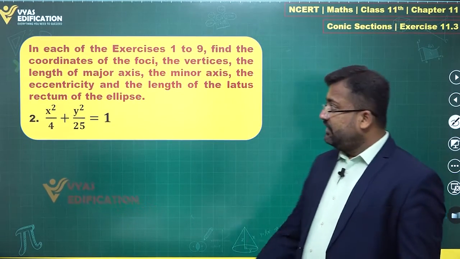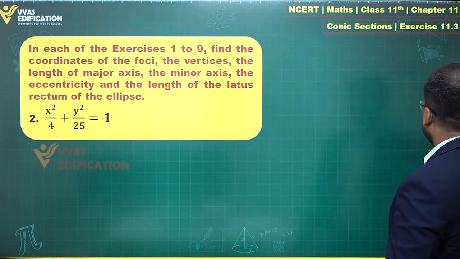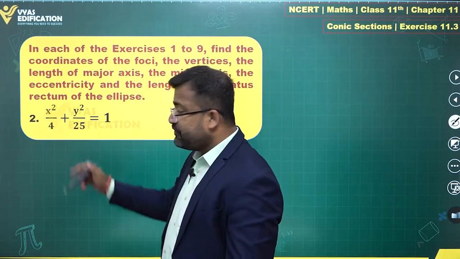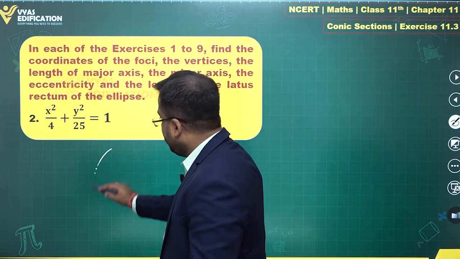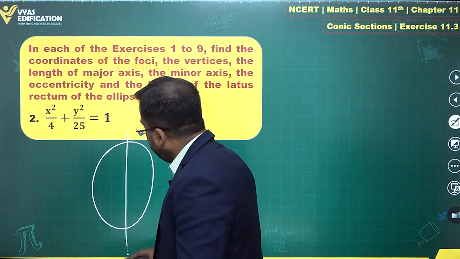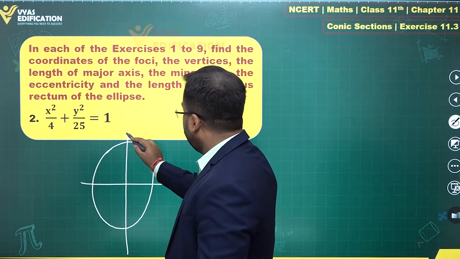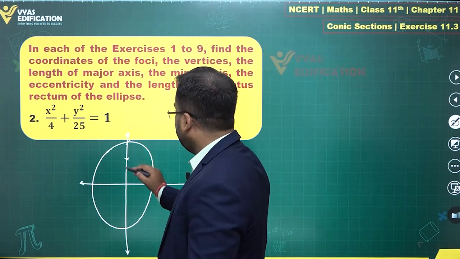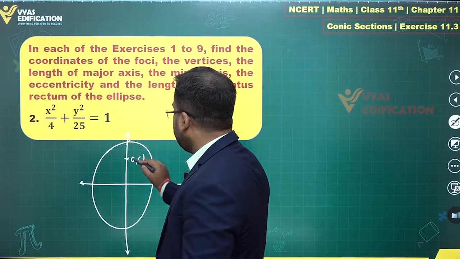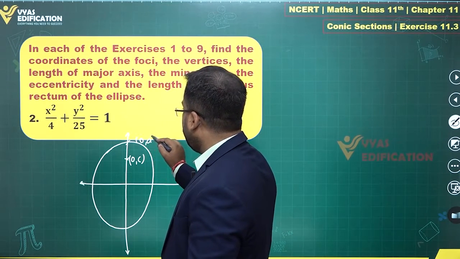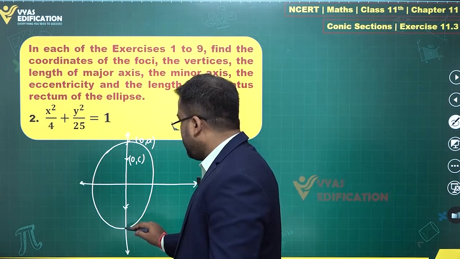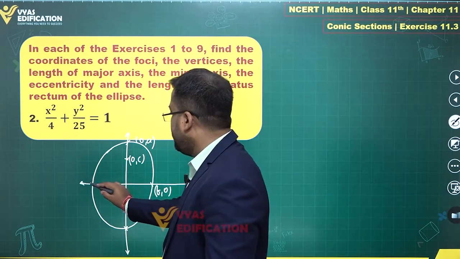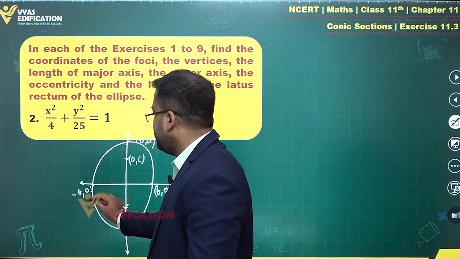The second question, as you can see, is x square upon 4 plus y square upon 25. Okay, the denominator of y square is bigger. So this will be a vertical ellipse now, right? Here we'll have a vertical ellipse. This is 0 comma c, this is 0 comma a. Similarly you have 0 comma minus c, 0 comma minus a, this will be b comma 0, and this will be minus b comma 0.